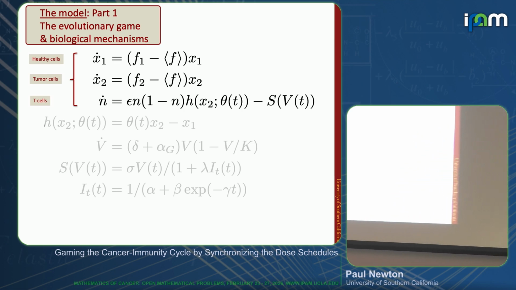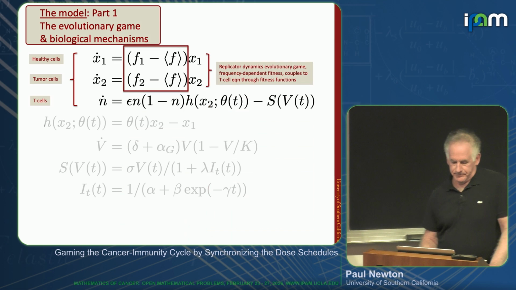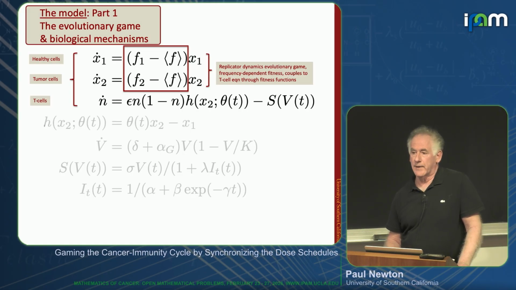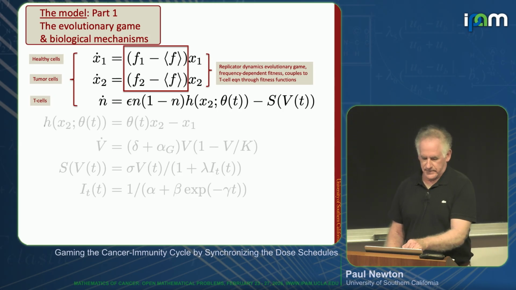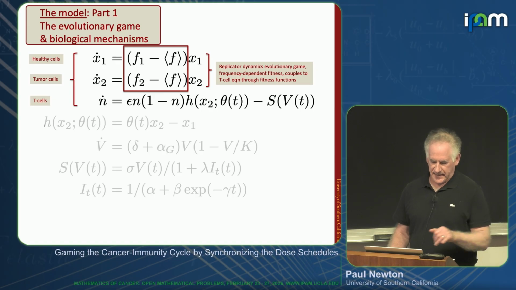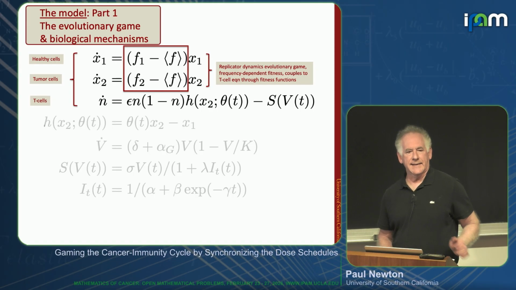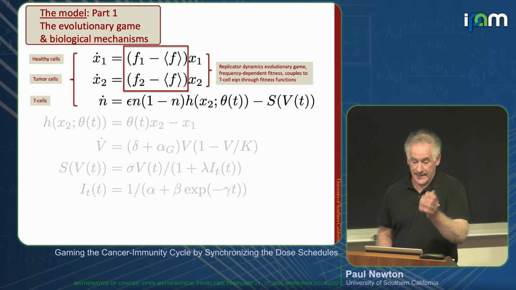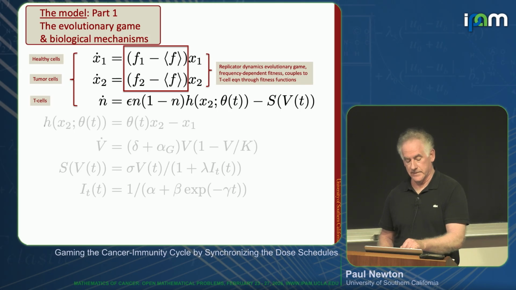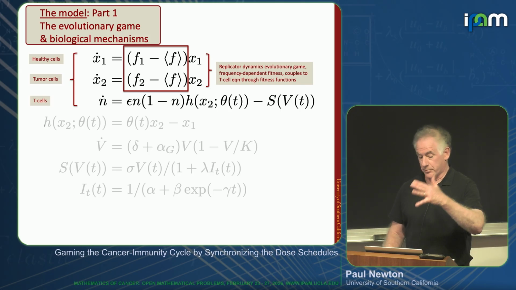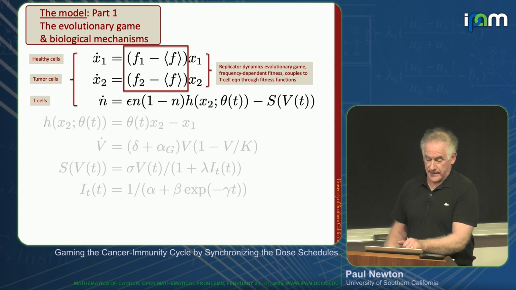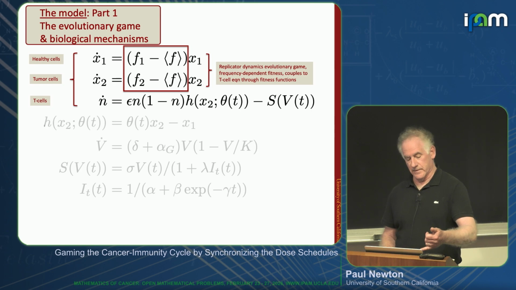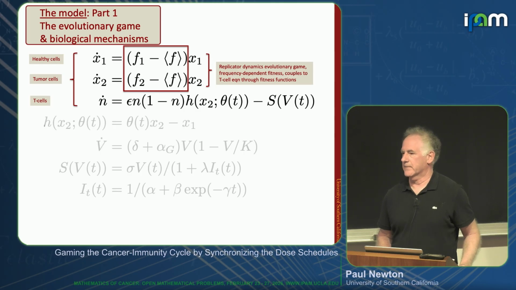And the way the dynamics works is that the healthy cells and the tumor cells are playing a replicator dynamics evolutionary game with the fitness. F1 is the fitness of the healthy cells, F2 is the fitness of the tumor cells, and bracket F is the average fitness of the whole group. And I will have a lot to say about how these fitness functions are constructed in part 2 of the model. So for now, just know that, of course, these are not constants. These are functions of the frequencies X1 and X2, and the system is a cubic nonlinear interacting problem for the replicator equations.